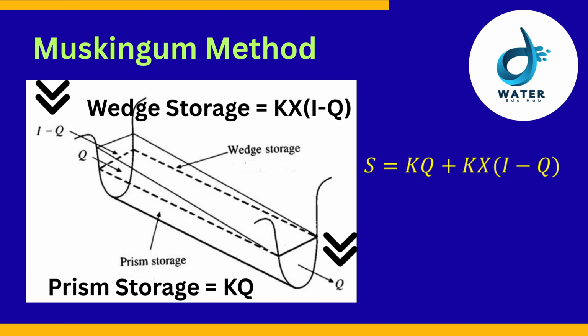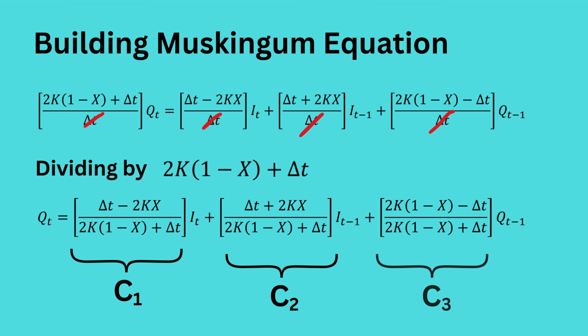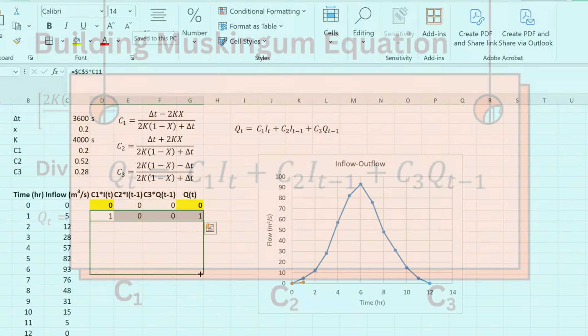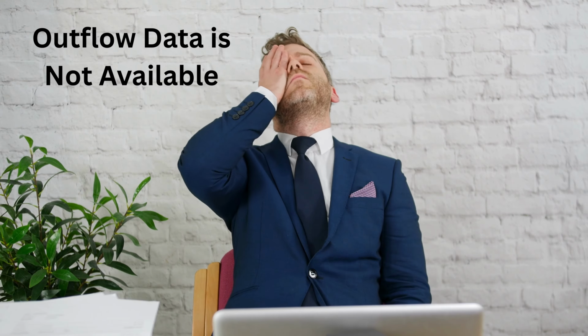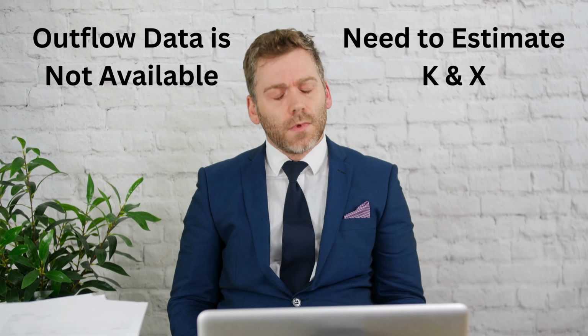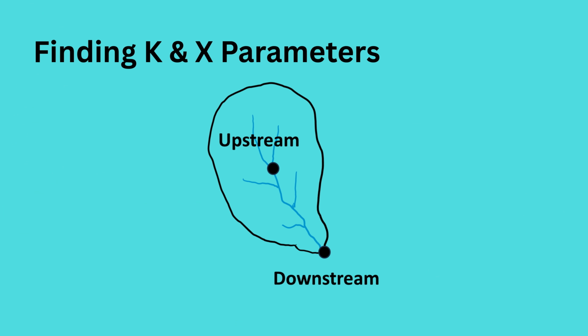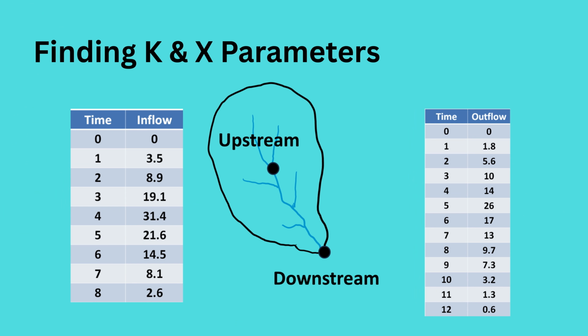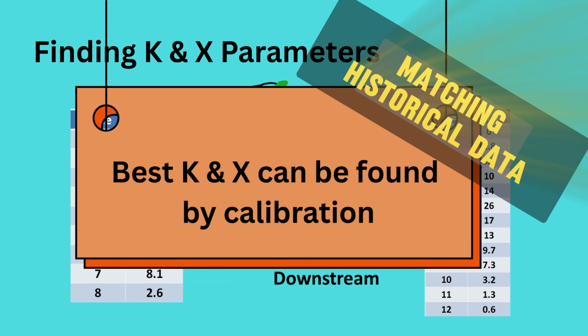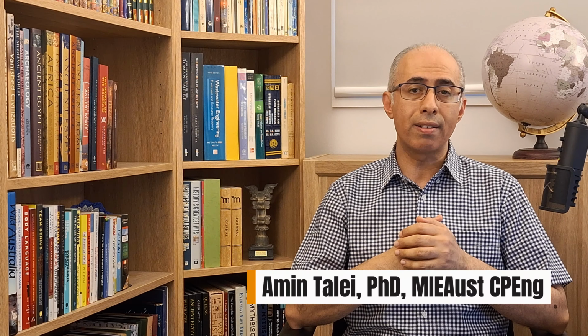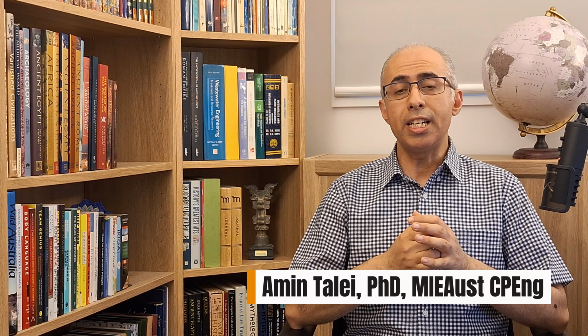In a previous video, we looked at how to use the Muskingum method to route flow through a channel where the K and X parameters were selected based on recommended guidelines. But what if you already have observed upstream and downstream flow data and want to determine the best K and X values that actually match historical records? In this tutorial, I will show you how to use the Excel Solver tool to automatically estimate these parameters and calibrate your Muskingum routing model quickly, systematically, and without any guesswork.